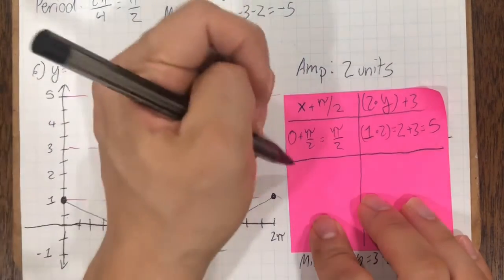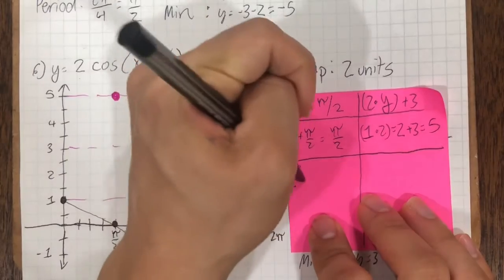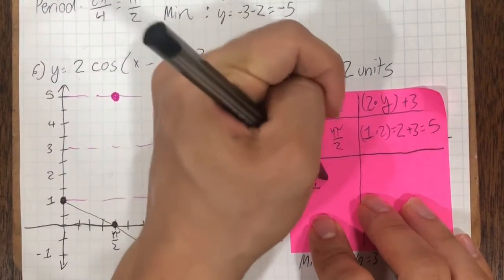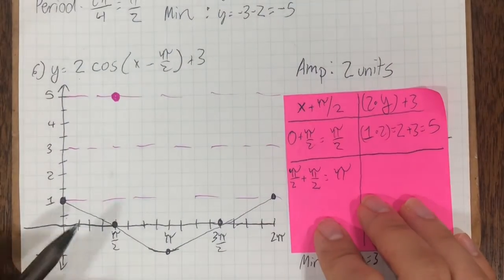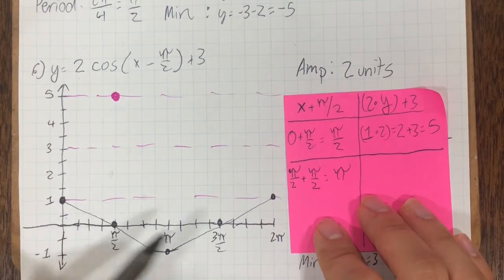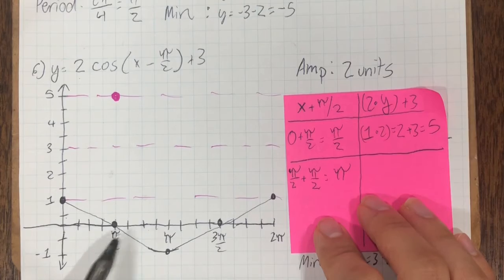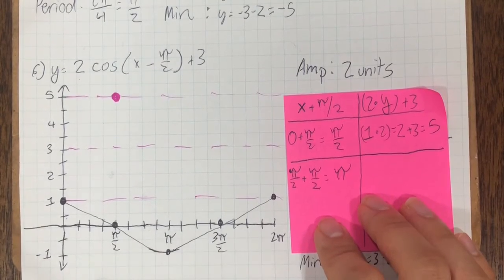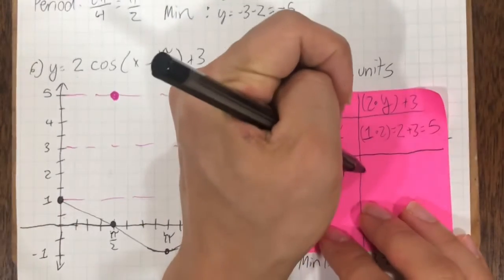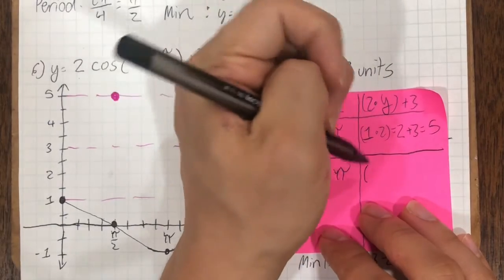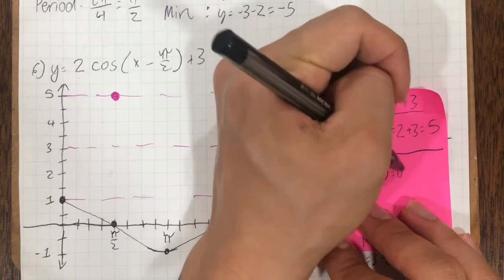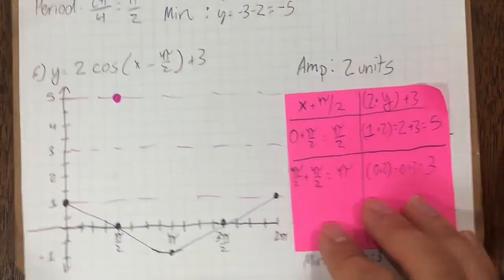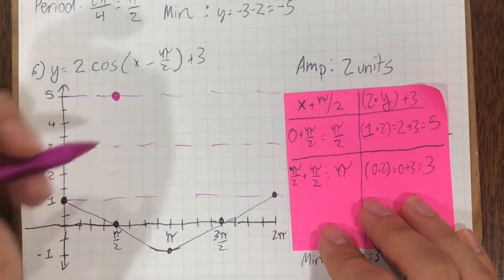So now we have pi over 2. Add that to pi over 2, I get 2 pi over 2, which becomes pi. For the horizontal shift, we're just moving pi over 2, or 90 degrees. And then I have 0 times 2, which is still 0, added to 3, I get 3. So I have pi, comma 3.